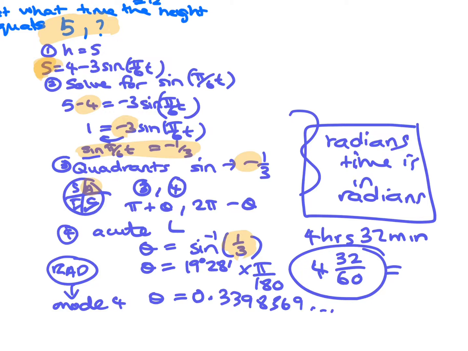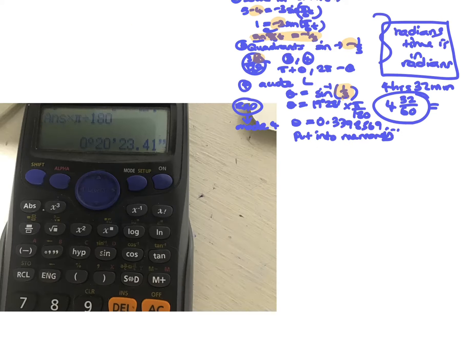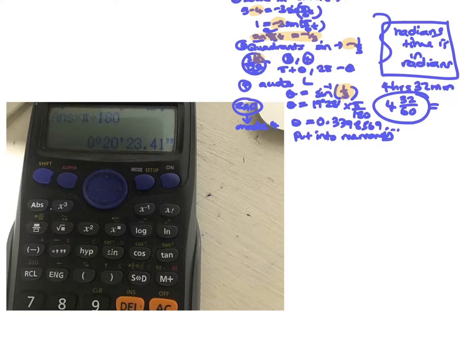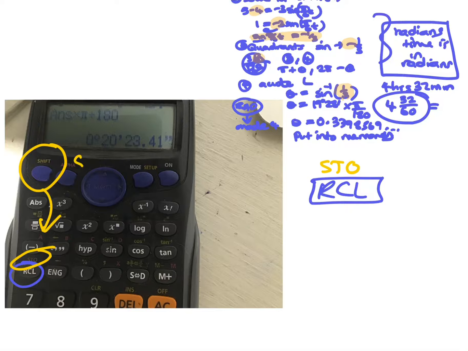and you'll end up with 0.3398369. If you look at that there, you need to put it into memory because you're going to reuse it. To put it into memory, you have a button on your calculator that looks like this one here, the RCL. On top of the RCL, there's another button that has STO. That's yellow. To get to that button, you need to press Shift. So press Shift, RCL, and that will do the store button.